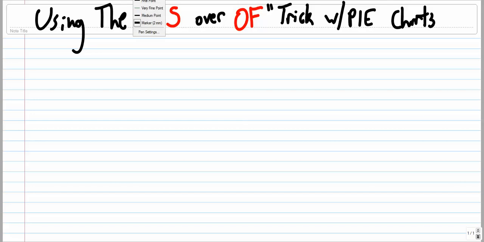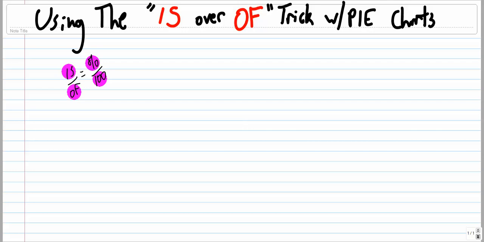Okay, so you're taking the Making Graphs quiz, and one of the questions is about pie charts. Think back to the percents and percent error quiz, where there was a trick that got a couple of questions right. It was the is over of trick, and it would look like this: is over of equals percent over 100.